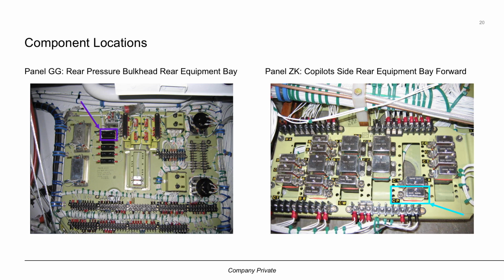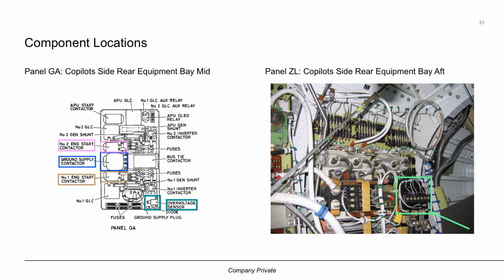On the left is a picture of the GG panel showing diode DA in a purple box. And on the right is a picture of the ZK panel showing the ground contact control relay in a light blue box. On the left is a picture of the GA panel showing the number 1 engine start contactor in a light brown box, the engine 2 start contactor in a pink box, the ground supply contactor in a blue box, and the overvoltage sensor in a blue-green box. On the right is a picture of the ZL panel showing the internal start contactor in a mint green box.